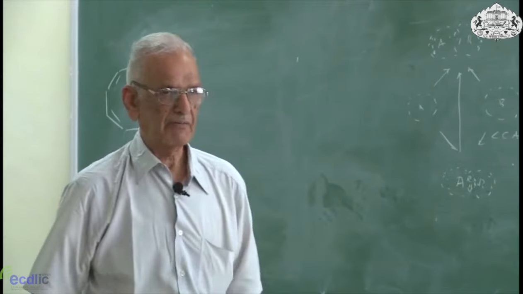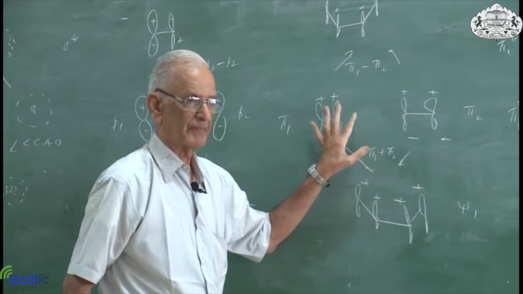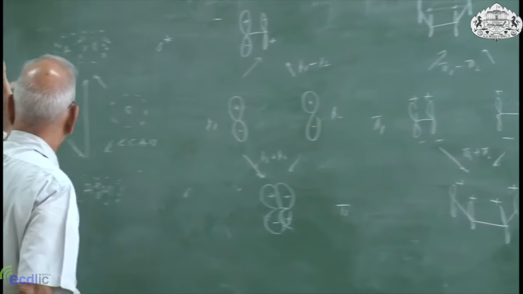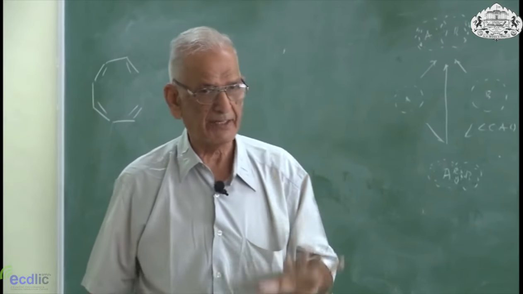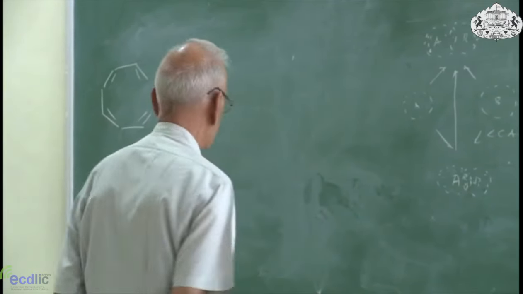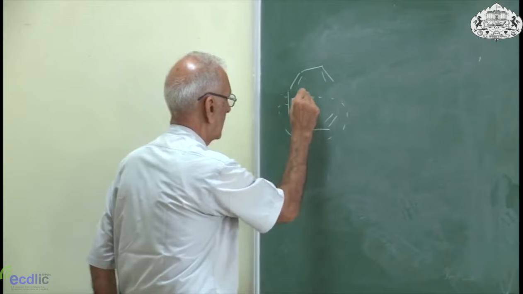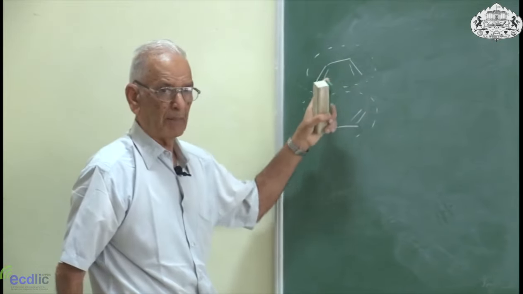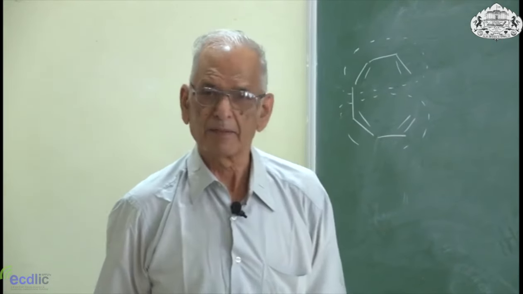How did we make butadiene? We combined 2 ethylenes and built this. So, if I want to write the orbitals, how many double bonds? 4 double bonds. So, there should be 8 orbitals. 4 will be bonding, 4 will be antibonding. What should I combine? One butadiene has to be combined with another butadiene.